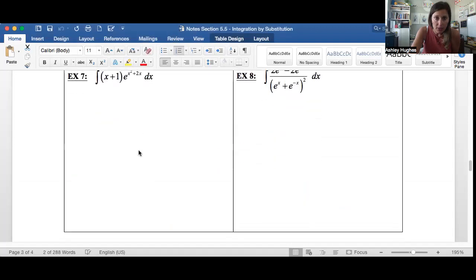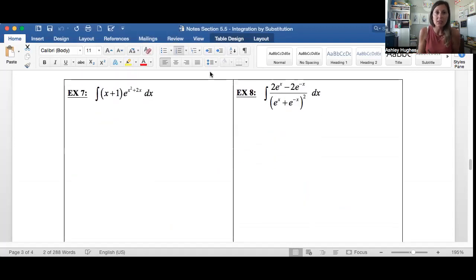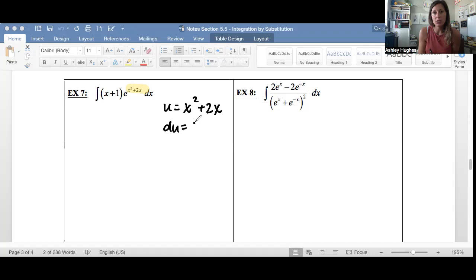Okay, let's do this one. When you have an e involved, usually the thing that is being raised in the exponent is your u. So your u is x squared plus 2x. Your derivative of that is 2x plus 2.